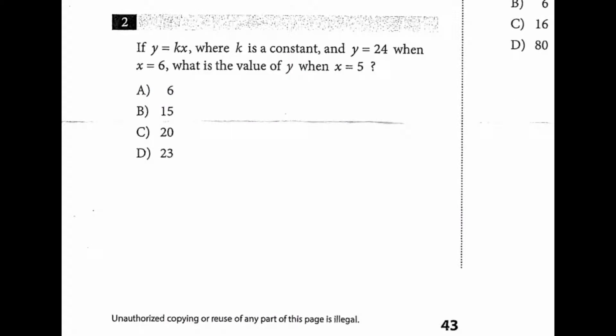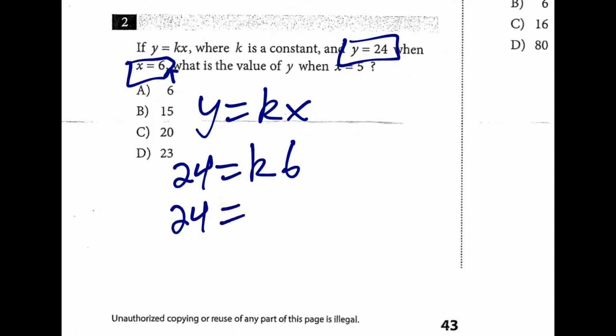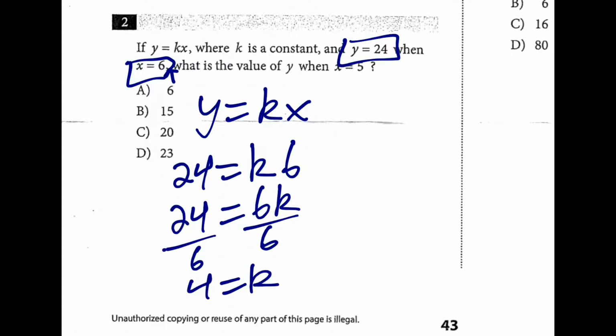For number 2, the key idea is this comma after x equals 6. That comma separates this into two problems. So for the beginning, y is equal to kx, we substitute. y is 24, so we plug in a 24 for that. And x is 6, so we plug in a 6 there. Multiplication can happen in any order, so k6 is the same thing as 6k. We're going to divide both sides by 6 to get 4 is equal to k.